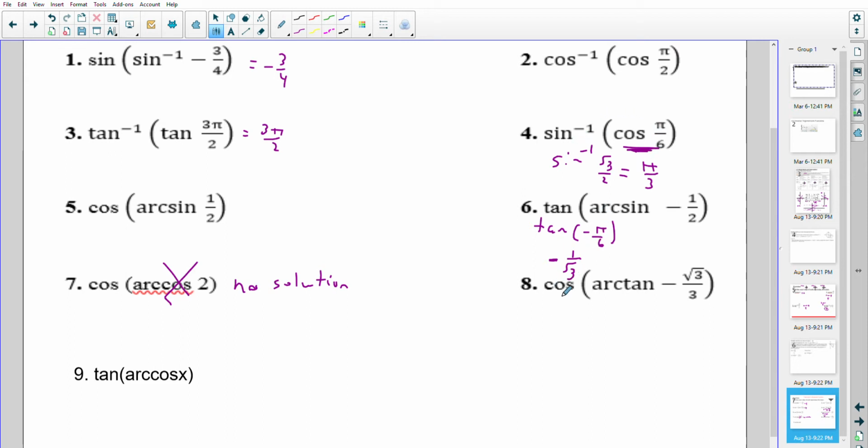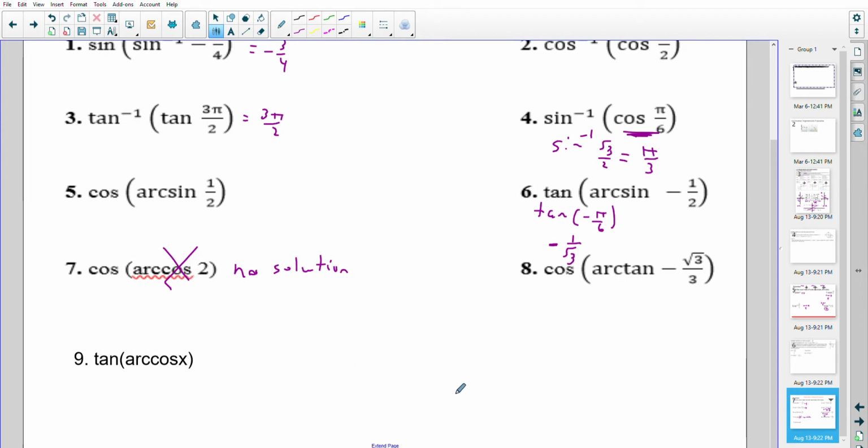Now, the only other type of problem is number 9, where they're not giving you a number for the inverse. And so what you have to do is a trick, which is to draw a triangle to help you solve this problem. And the triangle you draw should be a right triangle. So when you have an angle, you're just going to put an angle here, and therefore this angle is just going to be theta, and it's really x over 1. So this is your x, this is your 1, cosine of theta equals x over 1.